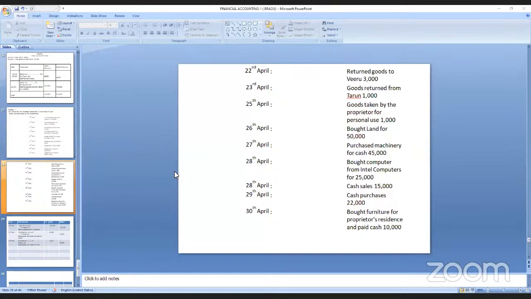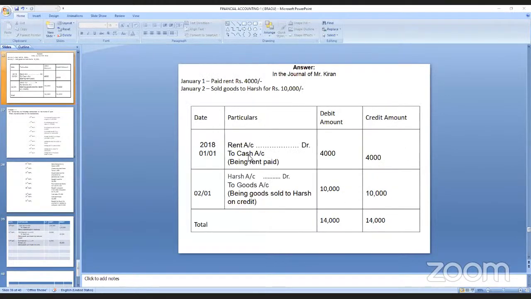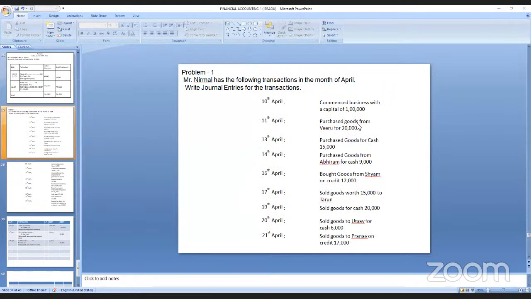So it should be reverse. When you wrote Viru purchased, what is that entry? The first one, purchase goods from Viru. When you are purchasing, purchases account debit to Viru account. So Viru comes on the debit side, returns outward will be on the credit side. Because we are returning the goods, it should be in reverse. Viru comes up, should come down.